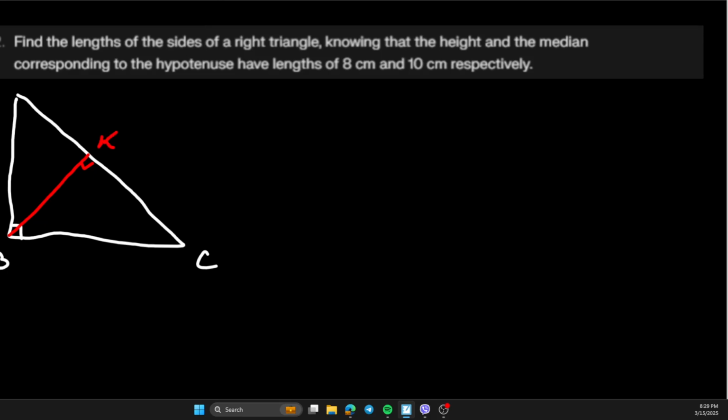Let BK be the height, right? And let the median be BS, all right? So the median splits this thing in two, right? Now you can just apply the formulas for each of those. You know. Okay.